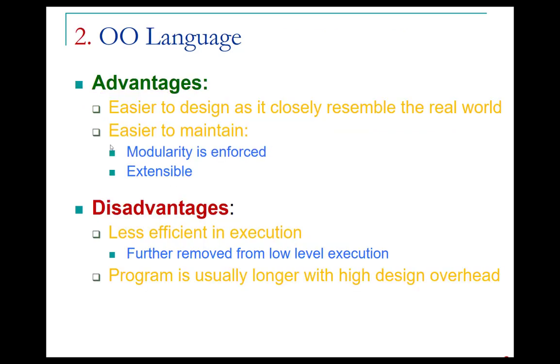There are advantages and also disadvantages of object-oriented languages. It is easier to design as it closely resembles the real world, and easier to maintain because of modularity and extensibility. While it has its disadvantages too, it is less efficient in general in execution because it has removed the low level and stays at a higher level. And programs are usually longer.